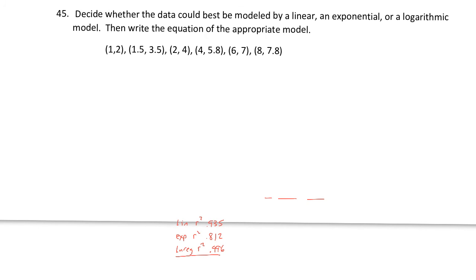And then we would want to write the model, write the equation of the appropriate model. So it would be y equals 2.152 plus 2.704 natural log of x. And there's the model that fits that data the best. I know it fits the data the best because r squared is closest to 1 or negative 1. And then once I identified that log was the one that fit the best, just write the model with the numbers in it.